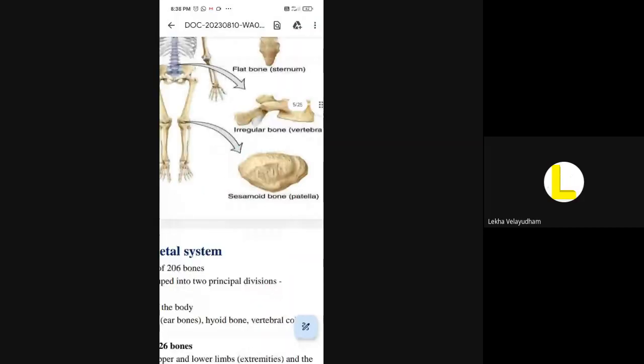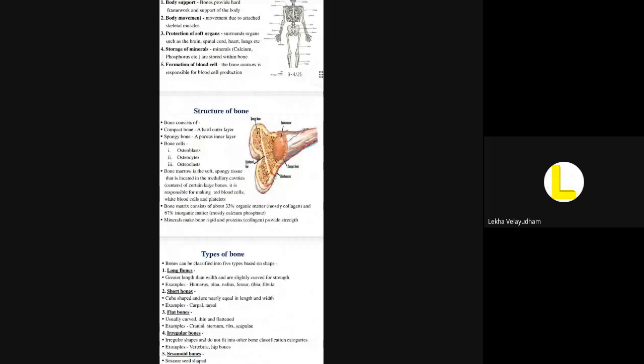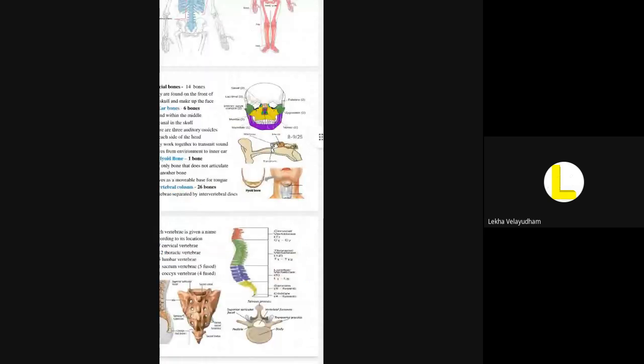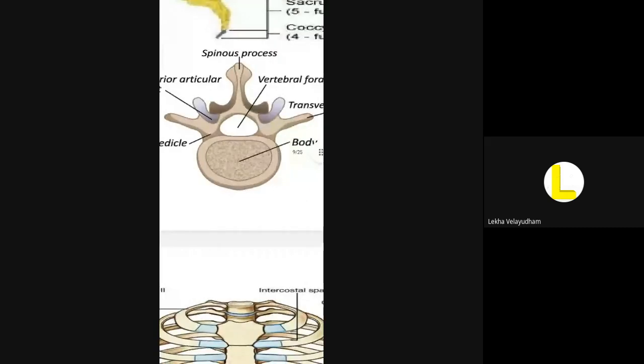Ma'am, one second, ma'am. What I understand is that when we move our head to both sides, we can feel that point, right? I feel that is the pivot joint, right, ma'am? Yeah, very good. You have got it. Yes, ma'am. When we move the head, I am able to feel the point.